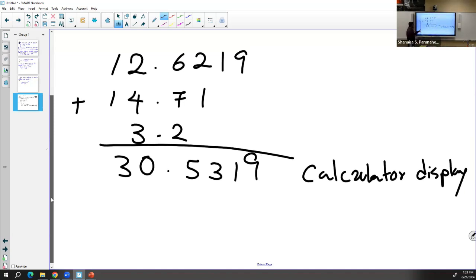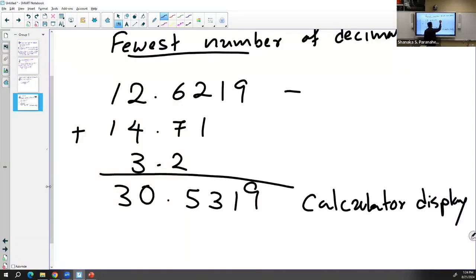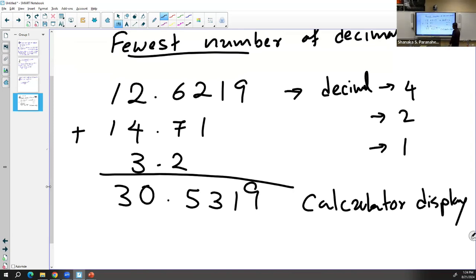Now we are going to count the number of decimal places. This has 4, this has 2, this has 1. The previous number of decimal places in the addition is 2, so we are going to keep the answer to one decimal place, or tenths place. Now we are going to round off this number to tenths place.